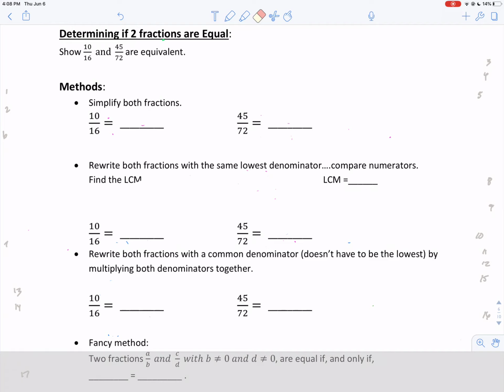So we're going to simplify 10/16 by dividing by 2 and get 5/8. Then we'll simplify 45/72 by dividing by 3. Oh, I can divide by 3 again. And notice that I get the same thing, 5/8, for both. So therefore, those fractions are equivalent.